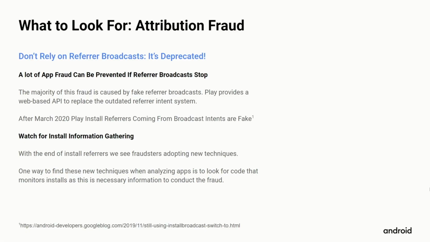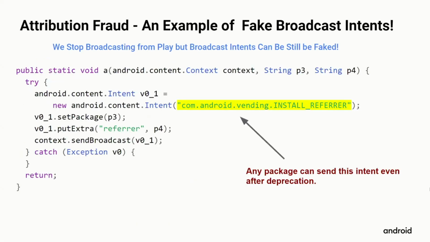So as we've moved away from this, we have seen new techniques being adopted, but they are not as easy and definitely far less prevalent than the same old techniques I've been seeing for years related to the referrer broadcast. So if you take one thing away from this talk today, I would hope it would be to make sure that any of your install attribution campaigns are not using the insecure referrer broadcast method. Let's look at what that method looks like.